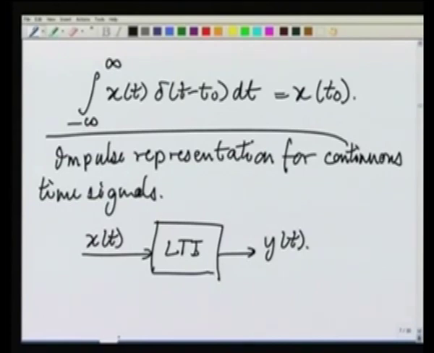That is the question. And as we said, we will follow the same steps as we did last time. The first step is to see how to make use of the impulse representation. The impulse representation has to be made use of to obtain the same result that we got earlier for convolution.